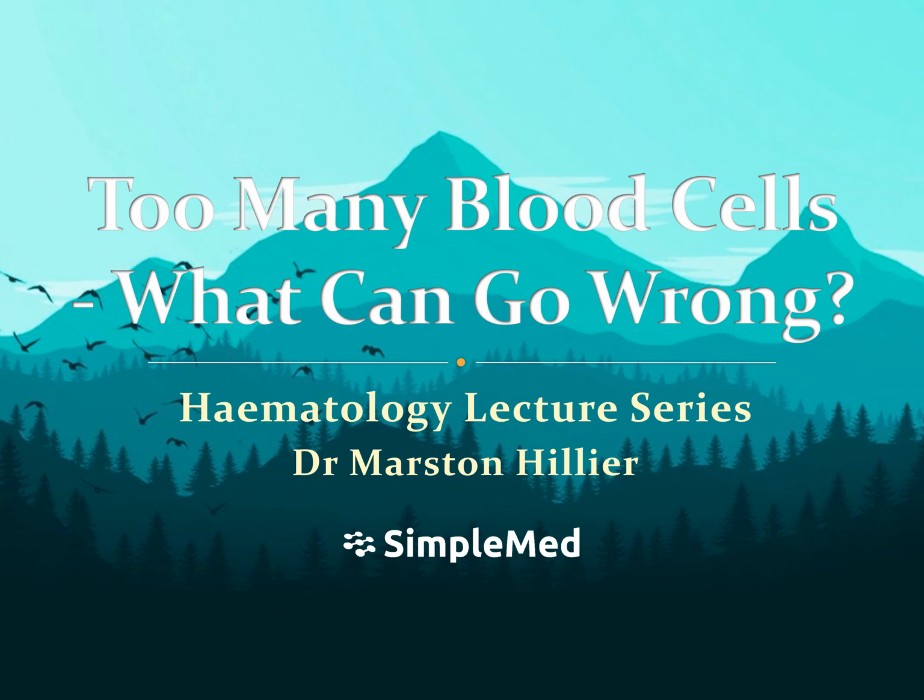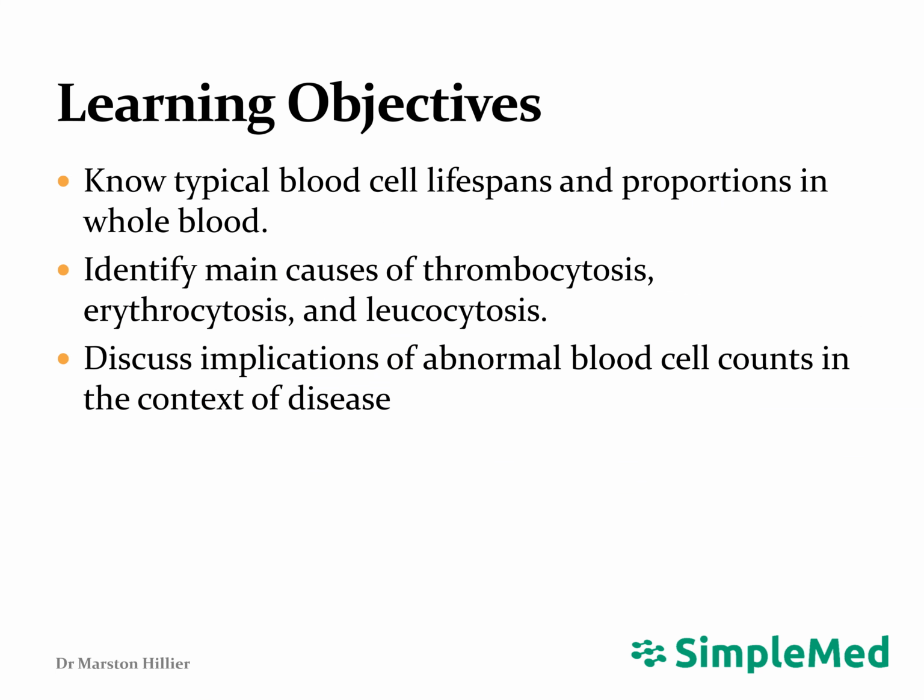This lecture is aimed at preclinical or Phase 1 medical students and allied health professionals, and so it is pitched at that level. The learning objectives from today's talk are as follows. You will know the typical blood cell lifespans and their proportions in whole blood. We'll identify the main causes of thrombocytosis, erythrocytosis, and leukocytosis, and we'll discuss implications of abnormal blood cell counts in the context of disease.